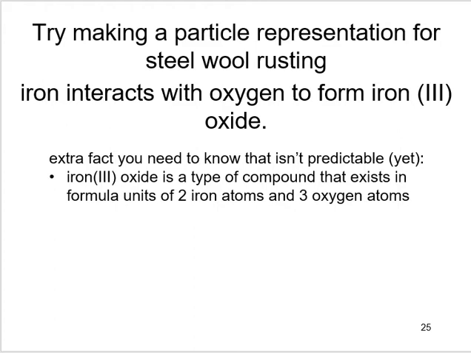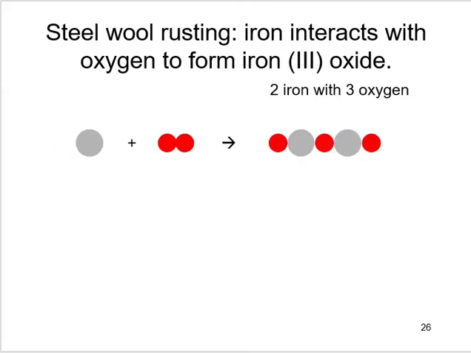Now, you don't know this because it's not predictable yet, but iron 3 oxide is a type of compound that exists in formula units, and it has 2 iron atoms stuck to 3 oxygen atoms. You would have to know that to be able to complete this. So, if I wanted to work this out, you could pause this and try it on your own. Okay, so I am going to show this as iron.